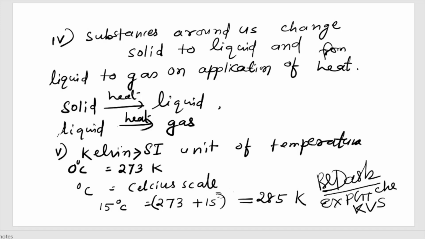Then Kelvin, what is the unit? That is the standard unit for temperature, called Kelvin. 0 degree centigrade changes to 273 Kelvin. You can say 0 degree centigrade or 273 Kelvin. 0 degree centigrade is the Celsius scale, and for 15 degree centigrade, how can you calculate? 273 plus 15 gives 285 Kelvin. Are you clear? 285 Kelvin.